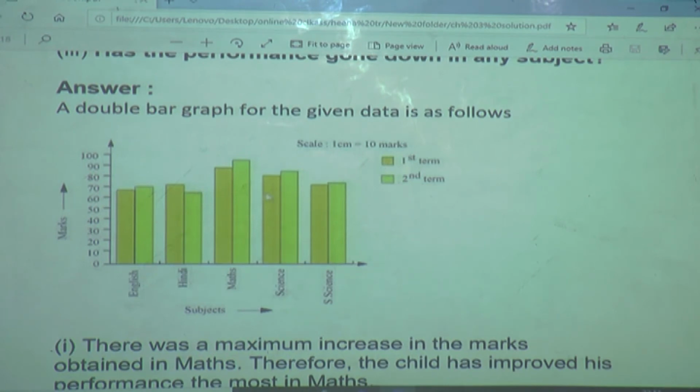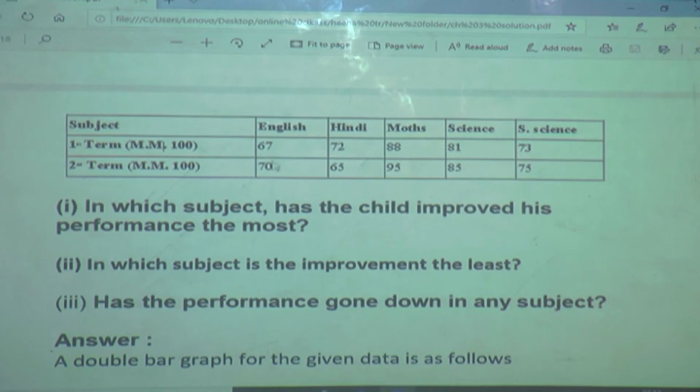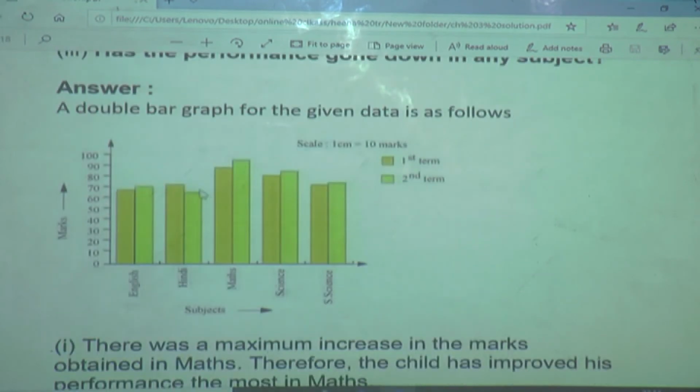So what we will do here, we have two readings for the English subject. First we will see how many marks he got in the first term. In the first term it is 67 and in the second term it is 70. So this is 67, which is less than 70, and this is 70. Here the subject is English. So we have to draw two bars for only one subject.